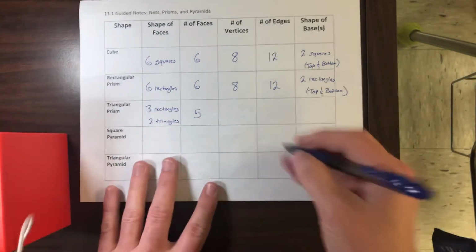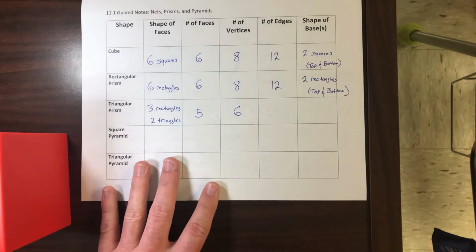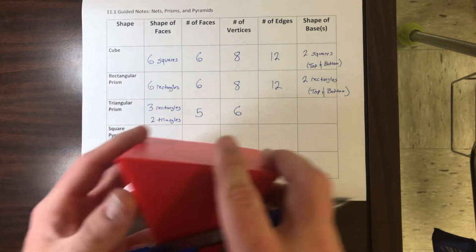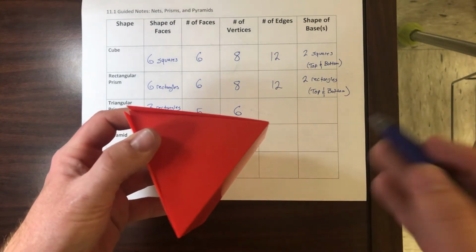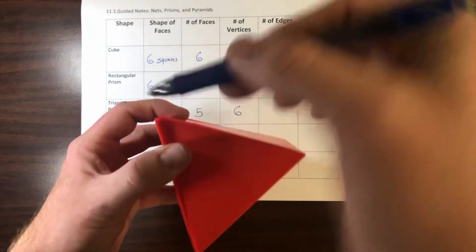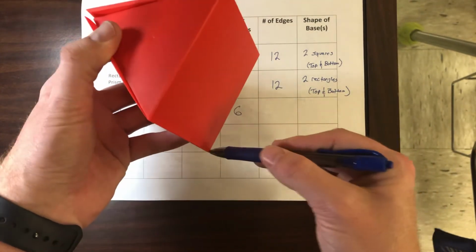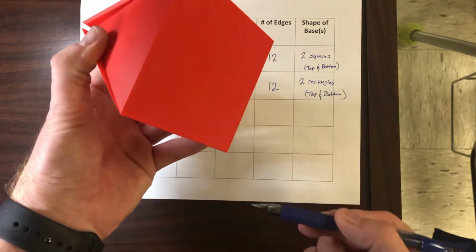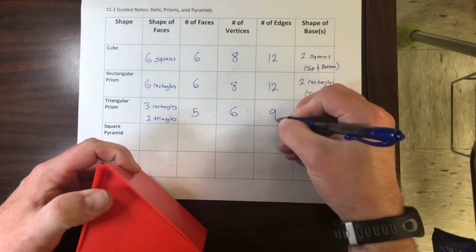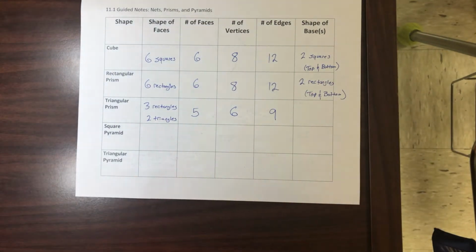Good Lord. All right. Next, number of edges. These are the lines. So 1, 2, 3, 4, 5, 6, 7, 8, 9. 9 edges. All right, shape of the bases.